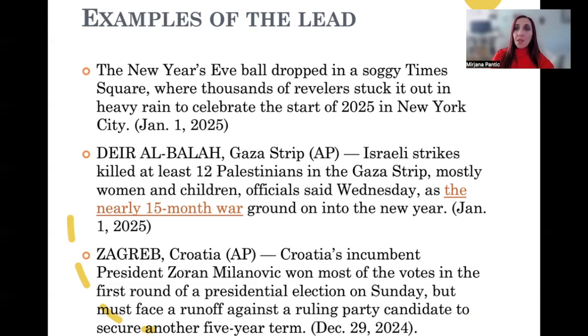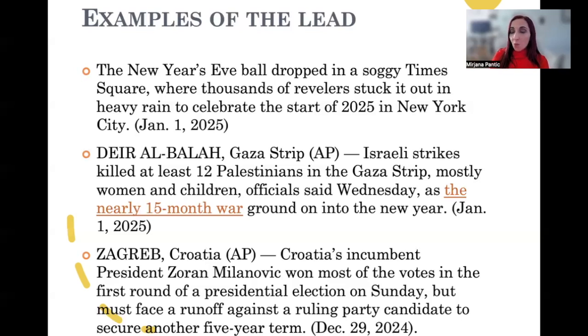And then another example of a lead, also from a story published on January 1st, an Associated Press story. "Israeli strikes killed at least 12 Palestinians in the Gaza Strip, mostly women and children, officials said Wednesday, as the nearly 15-month war ground on into the new year." We had a very bad January 1st because multiple really tragic events happened in the US and other countries across the globe.